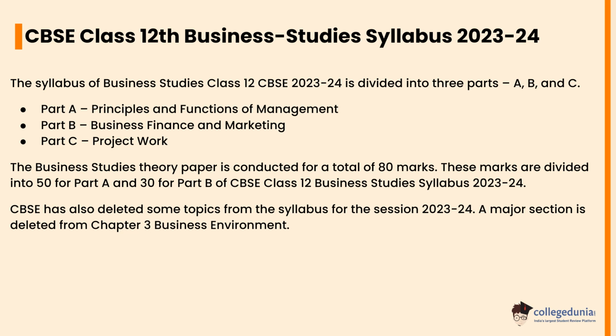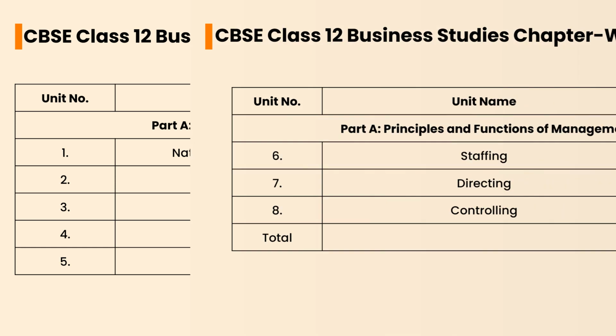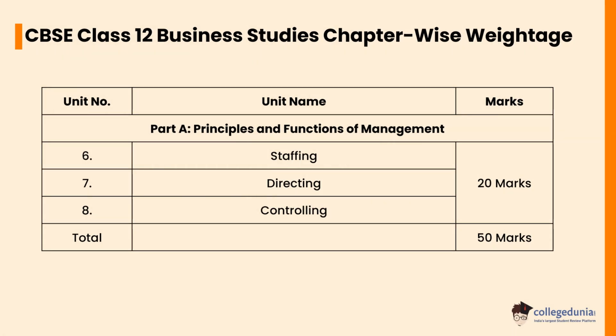Now let's discuss CBSE Class 12 Business Studies Chapter-wise weightage. Part A, Principles and Functions of Management: the Nature and Significance of Management, Principles of Management and Business Environment consist of a weightage of 16 marks. Planning and Organizing consist of a weightage of 14 marks. Staffing, Directing and Controlling consist of a weightage of 20 marks.